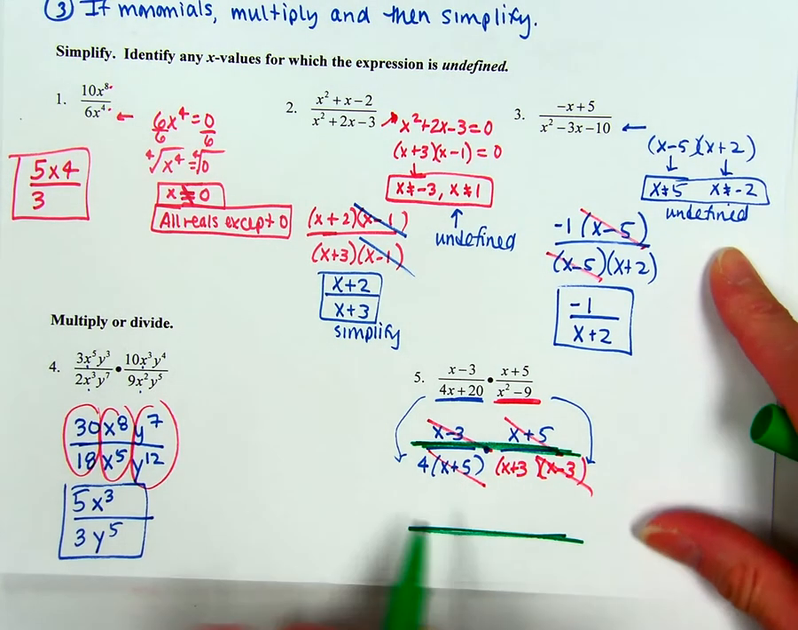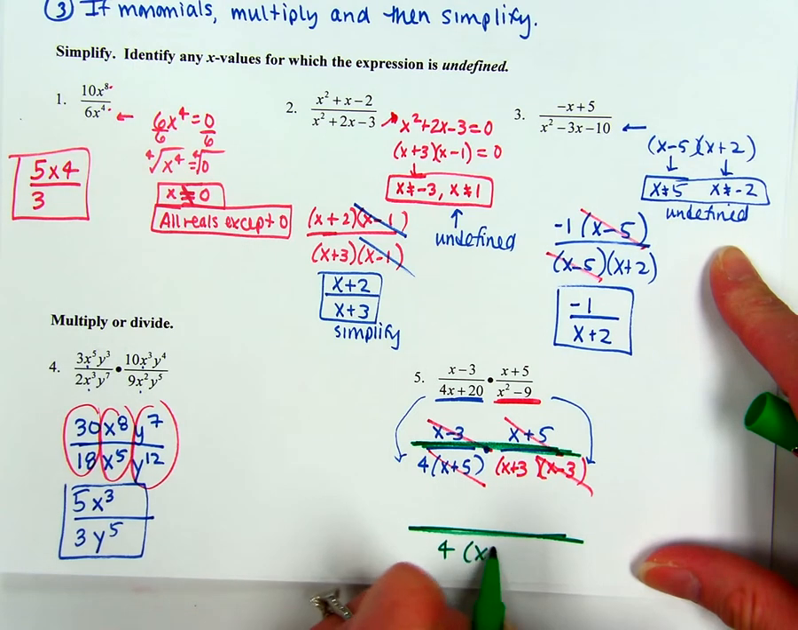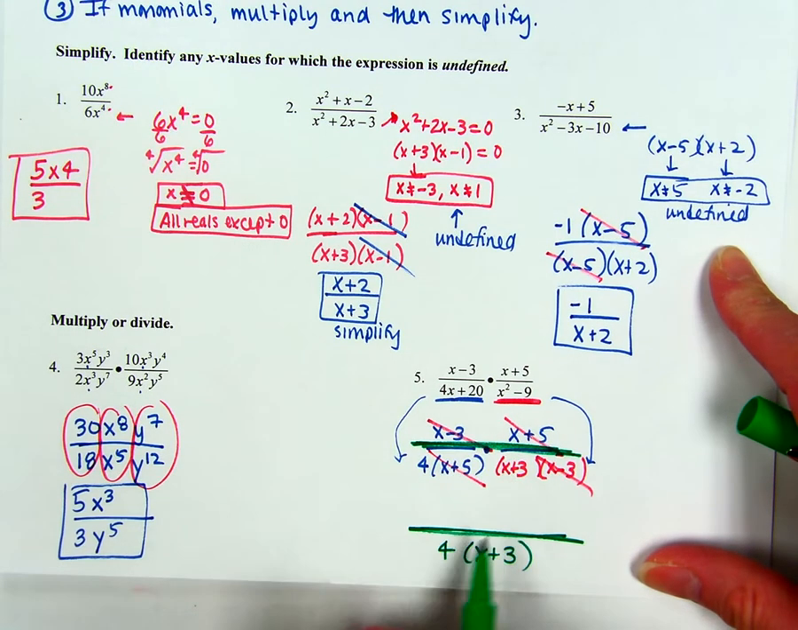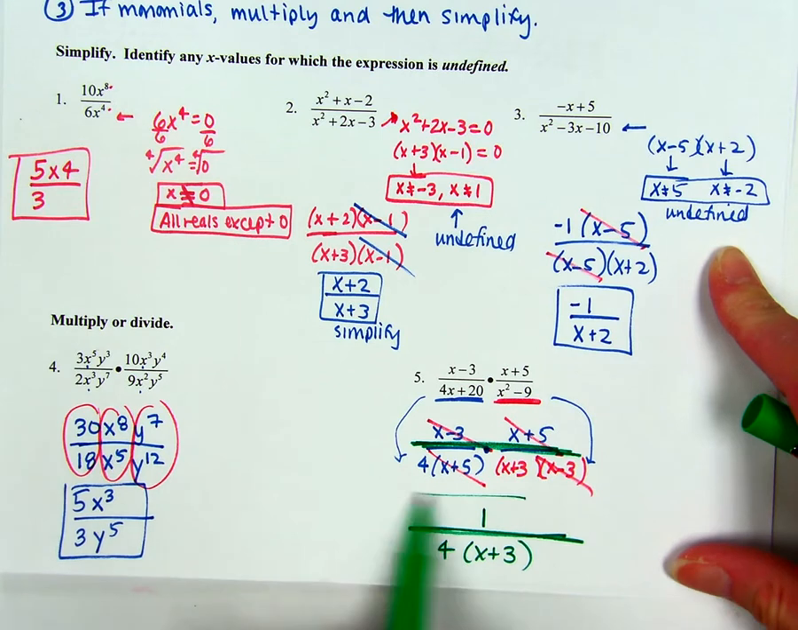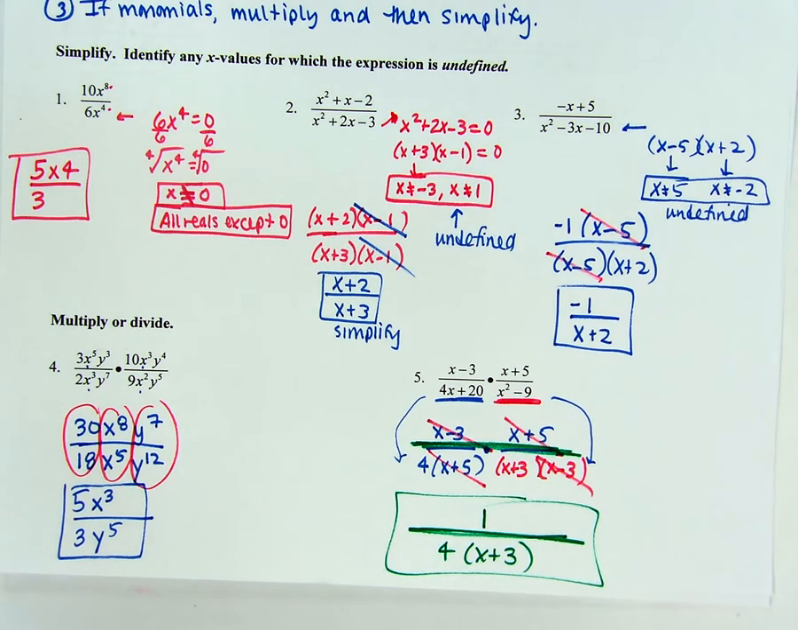We've got our big division bar. 4 is left over. X plus 3 is left over. But you need something on top. You can't leave it blank, so you have to put a 1 there. Then you're all done. All right, flip back to the other side.